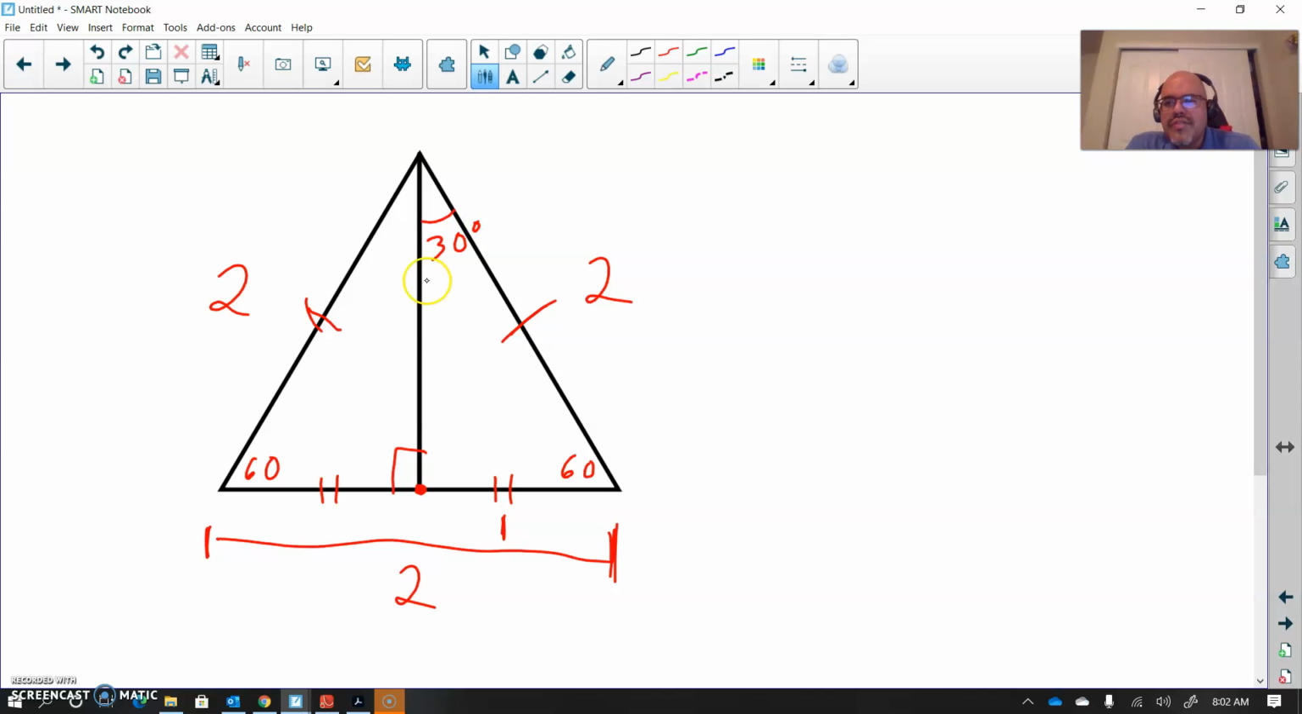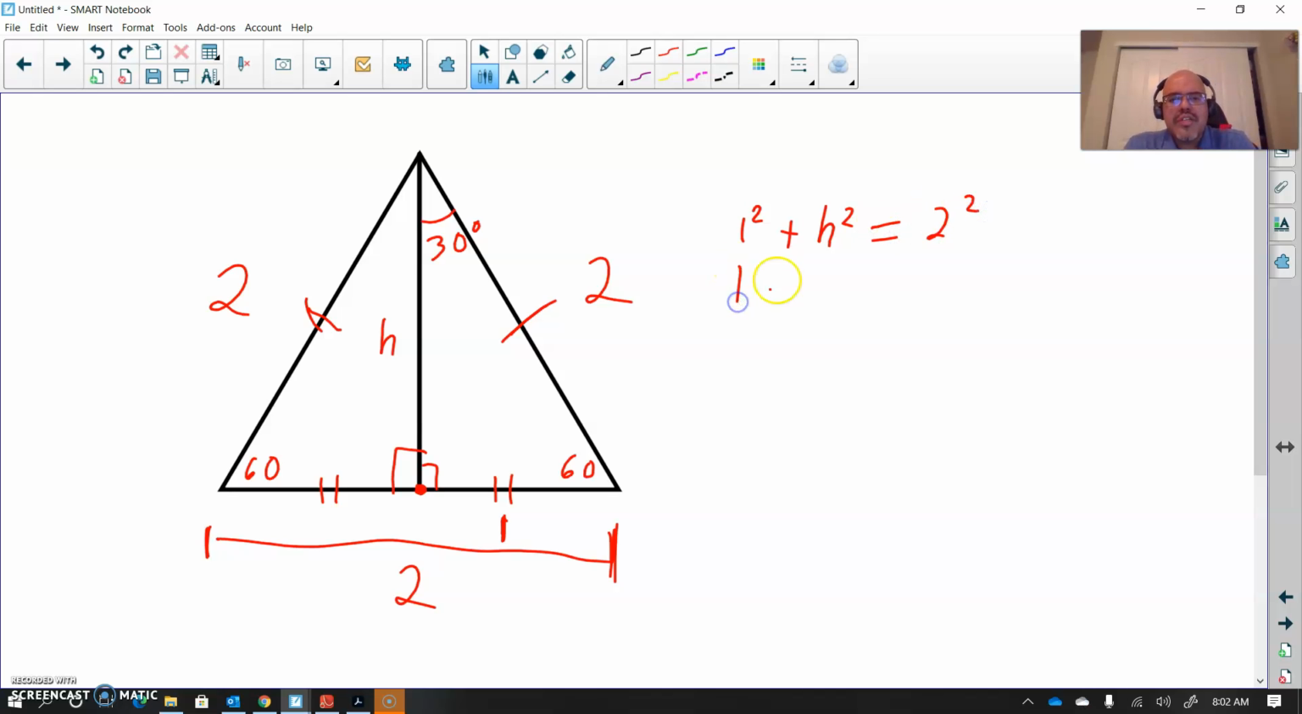Now, we need to find out what the height is, or this distance right here. So I'm going to use the Pythagorean theorem. We have a distance of 1. Because this is a right triangle, we can use the Pythagorean theorem. So it's going to be 1 squared plus, since it's legs, that's going to be h squared, and the hypotenuse is 2. So it's going to be 2 squared.